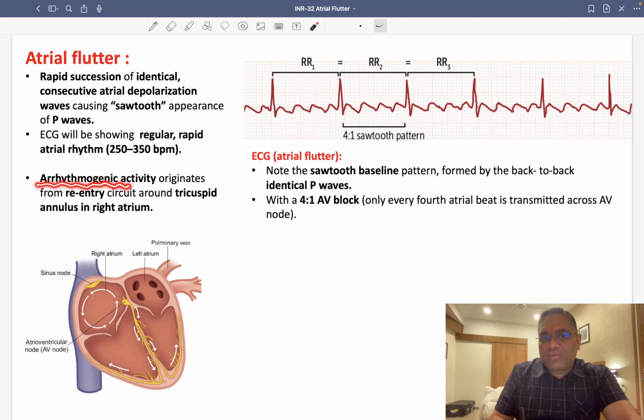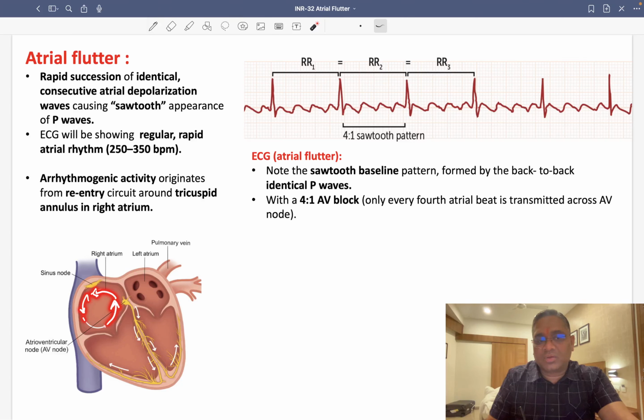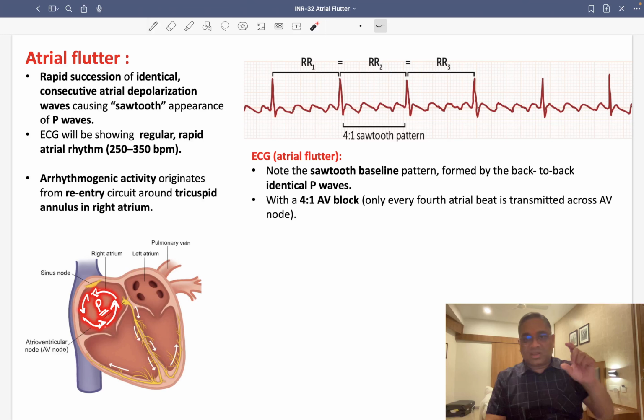And from where does this arrhythmia start? This arrhythmia is starting because of the re-entry circuit. And where is the re-entry circuit formed? Remember, this is an important MCQ also. The re-entry circuit will be mostly from the tricuspid annulus in the right atrium, right? So the circuit starts from the tricuspid annulus in the right atrium, and this is why you get consecutive P waves that give the sawtooth appearance, right? So that is the important thing.